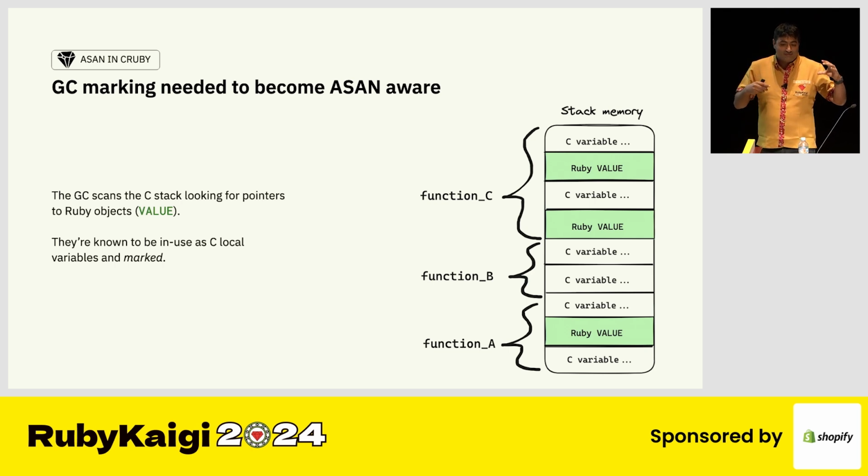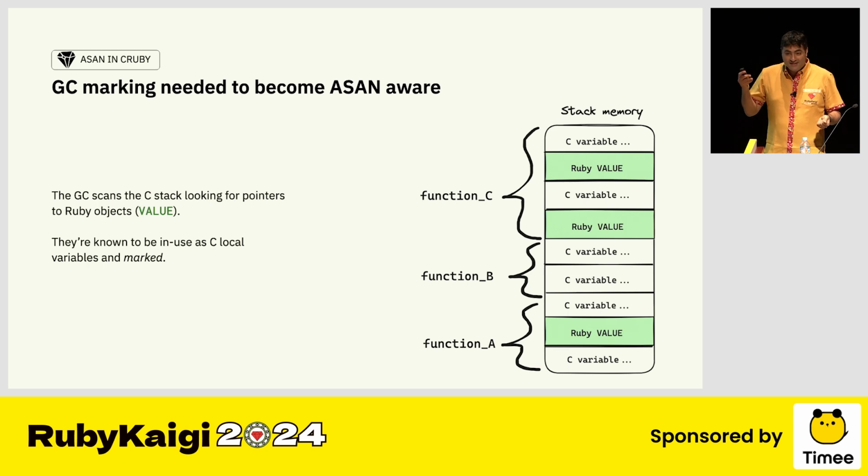Basically, C lays out local variables one after the other in the system stack. And every function's local variables go at the next part of the stack. So they're kind of all laid out contiguously. So all the garbage collector has to do normally is start from the bottom and go to the top and look at every single slot in the stack and be like, okay, this one is not a Ruby value. This one looks like it could be a Ruby object. Let's make sure not to garbage collect that.